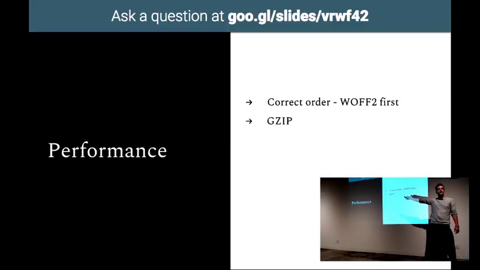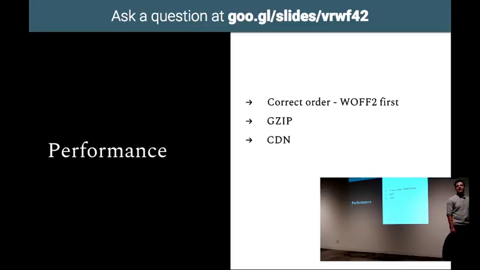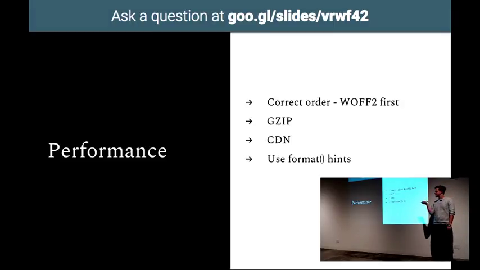Gzip everything. It's 2018, we should be doing that. Browsers know how to deal with it. That'll make it smaller, and it can go over the pipes faster. It's a great way to speed that up. A CDN, Content Delivery Network, is a great option too, and that'll make it a little bit faster if that's an option for you. Use the format hints because of the reasons that we talked about before, to make sure your browser isn't trying over and over again unsuccessfully.